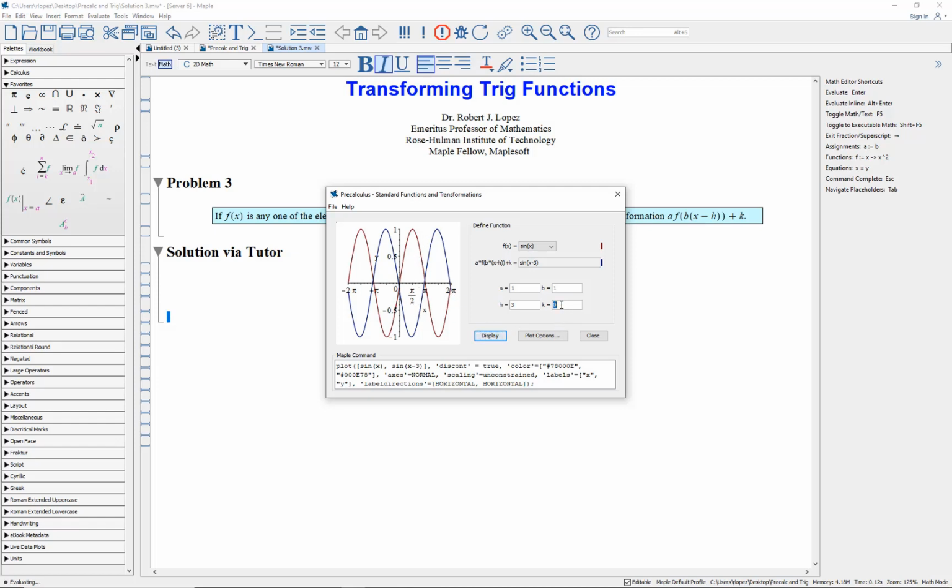If you want to give k a value, give it 3. The curve is raised. If you now say, well, what happens if we go back and let h be 0? Then you get the vertical shift of the sine curve up. So with this tool, you can explore the meaning of these parameters a, b, h, and k.